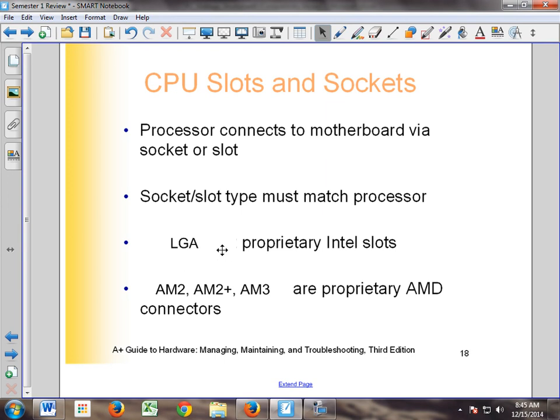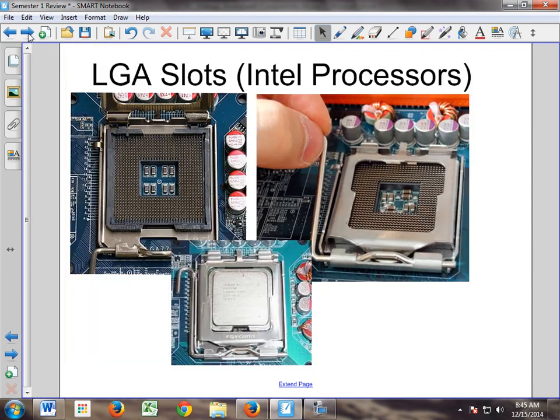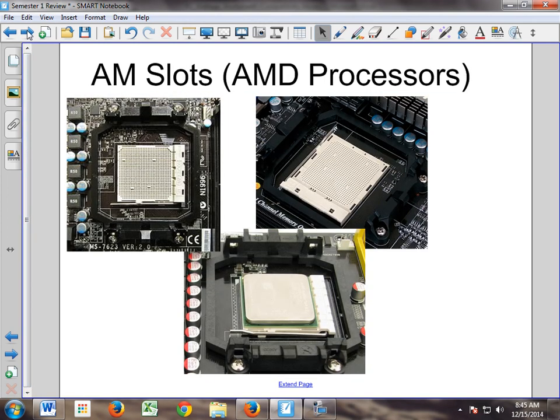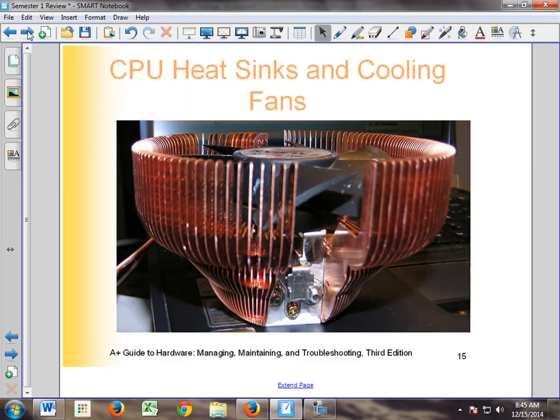So LGA is proprietary Intel slots, although we've seen that there are some AMD processors using an LGA one now, and AM2, AM2 Plus, AM3 are proprietary AMD connectors. That's the picture of LGA. Make sure a ZIF socket or a PGA socket, and they always have a straight number or whatever I've seen.